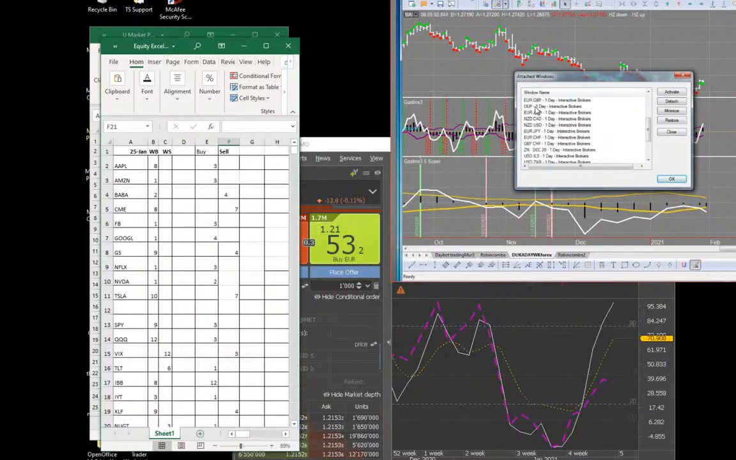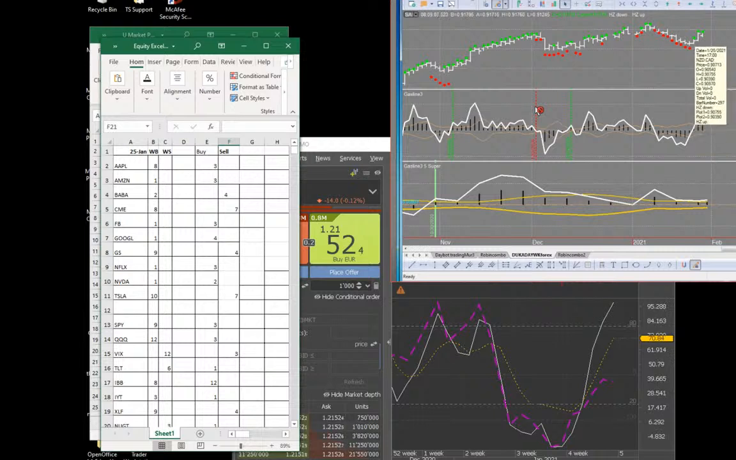Where's NASCAD at? There it is. Yeah, see, it's trying to pop up too.